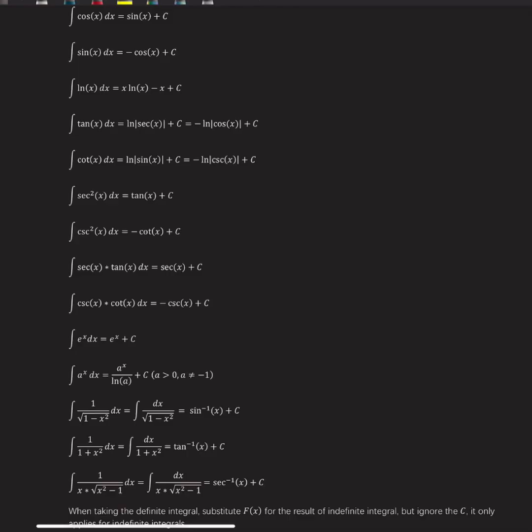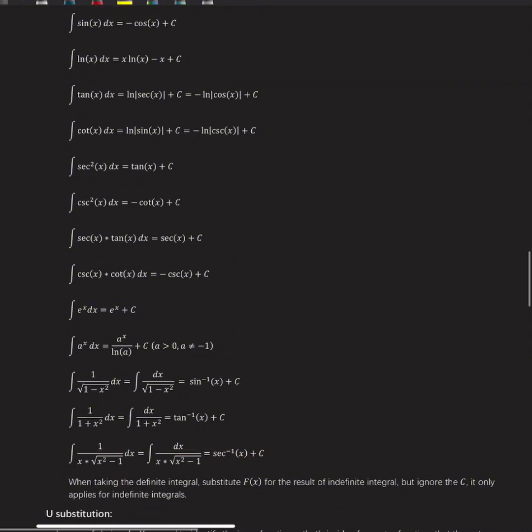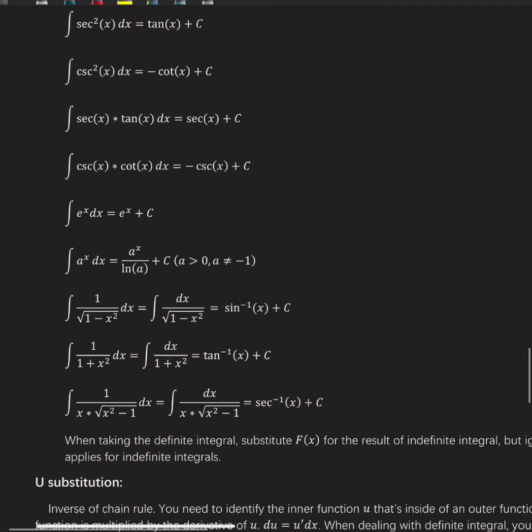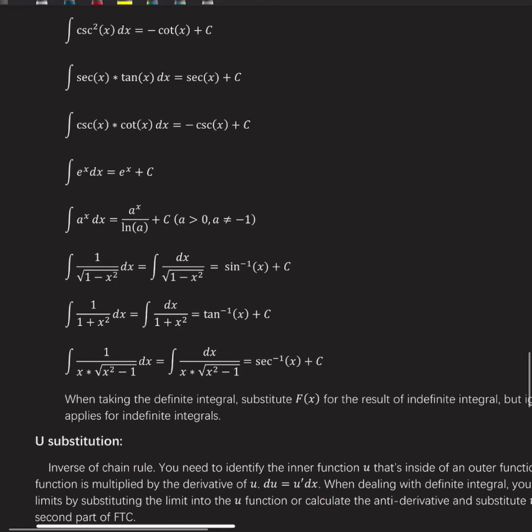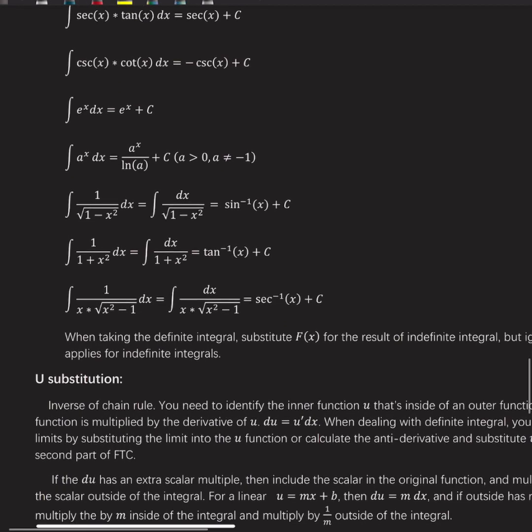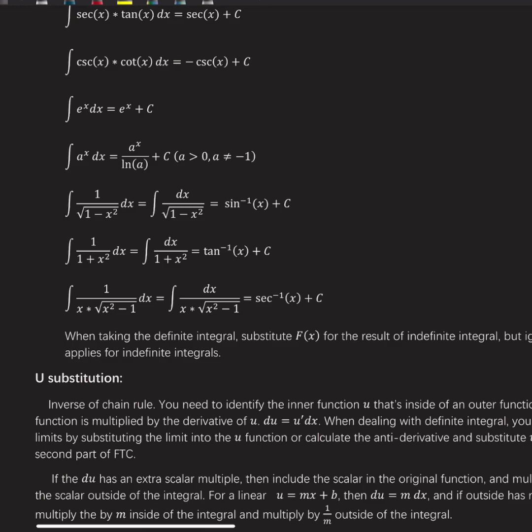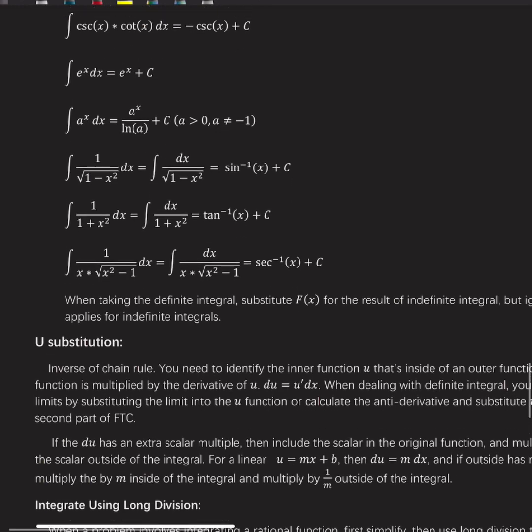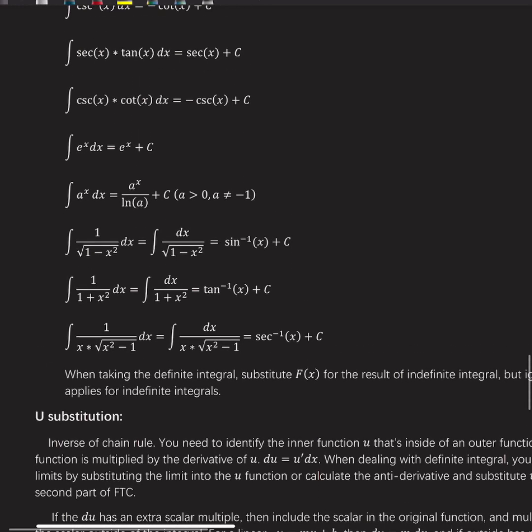The indefinite integral of secant squared of x equals tangent of x. The indefinite integral of cosecant squared of x equals negative cotangent of x. The indefinite integral of secant times tangent equals secant of x. The indefinite integral of cosecant times cotangent equals negative cosecant. And this is interesting for e to the x, because the derivative of e to the x is also equal to e to the x, and e to the x never changes.